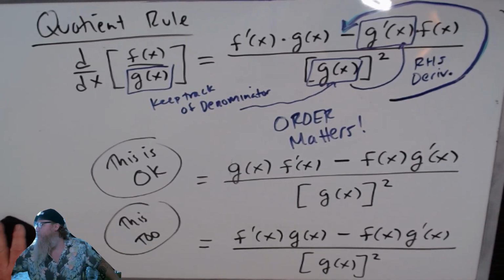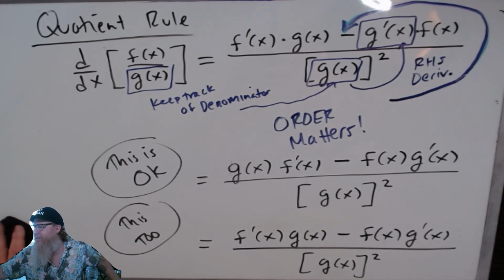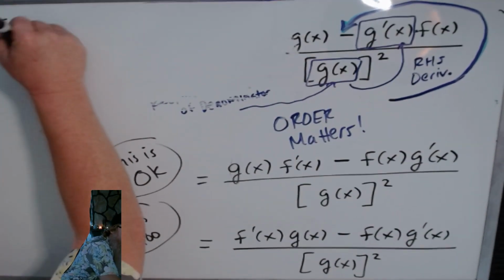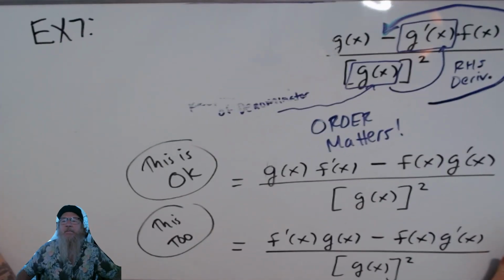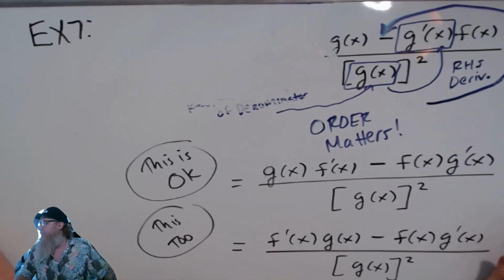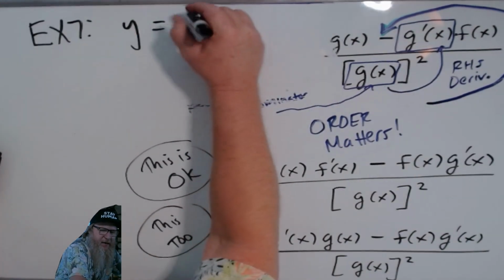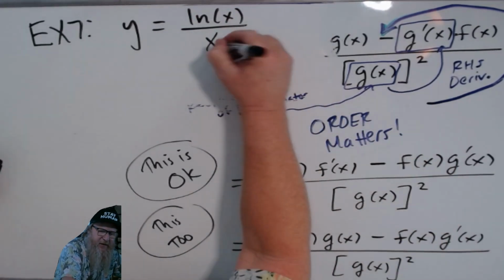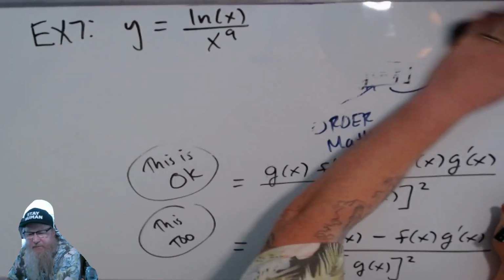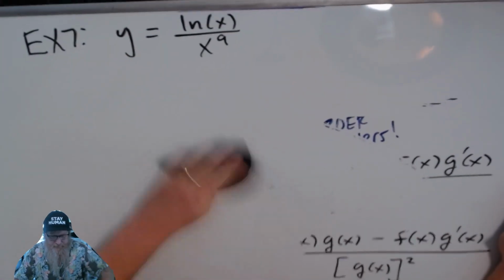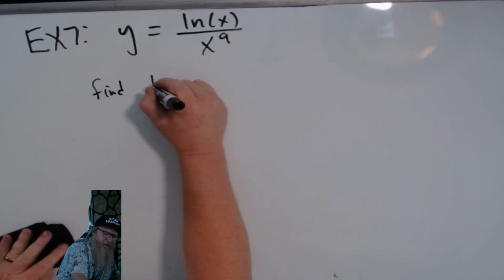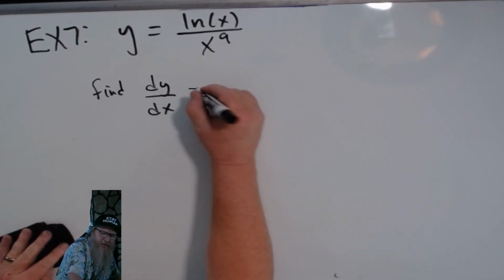All right, I talked too much. Let's see, 1, 2, 3, 4, 5, 6. We're on example 7. Example 7, y equals the ln of x over x to the 9th power. So find the derivative, dy dx.